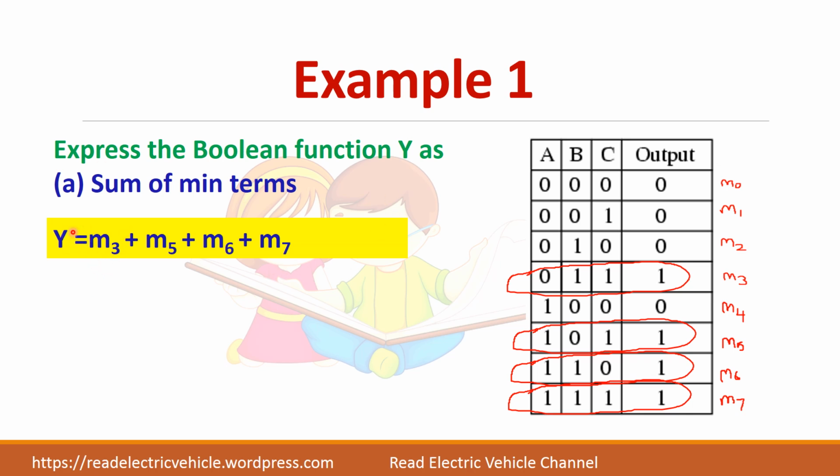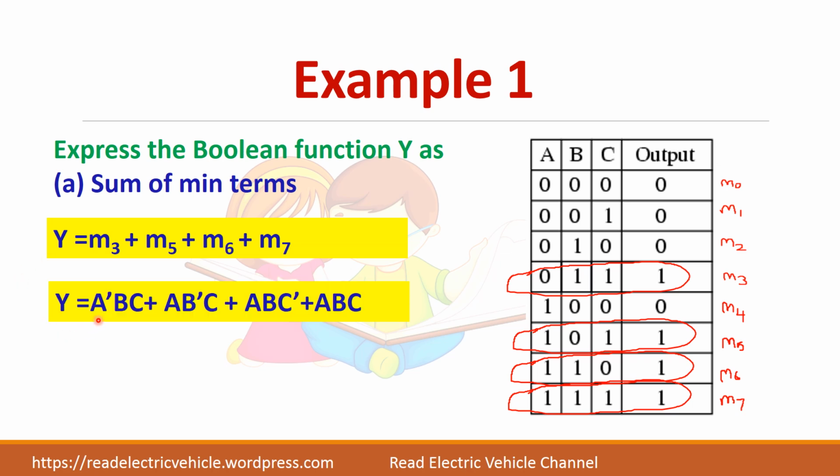So this m3 I can write as, what is m3? This part. It is 0 here. So A' B C. For m5, A B' C. So for 0 you have to specify the dash, and if it is 1 you can write the variable as such. So similarly you can write for the remaining terms, and this is the answer for sum of minterms.